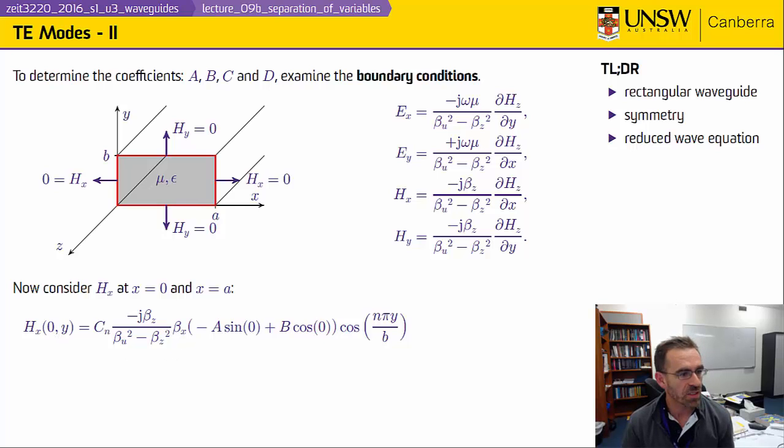Once again, we have exactly the same situation. This term is 0, so it doesn't cause me an issue. But cosine of 0 is equal to 1. The only way for this entire expression to be equal to 0 for all values of y is if b is equal to 0. So now I've eliminated the b coefficient, just like I eliminated the d coefficient.